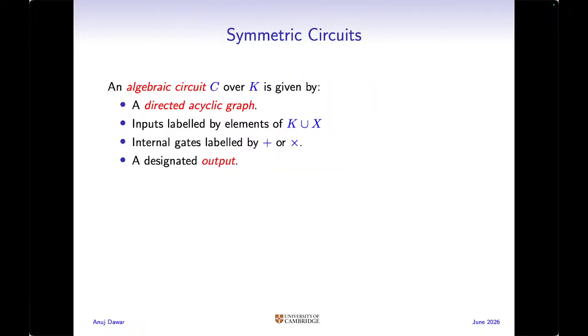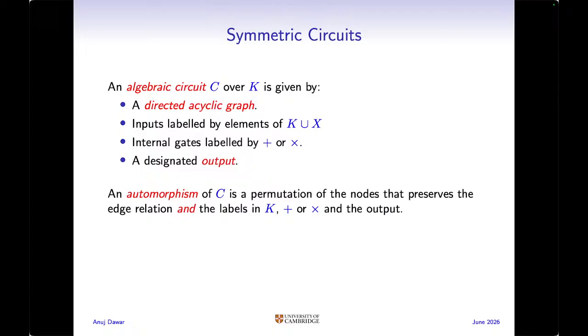And now this takes us to symmetric circuits. For me, an algebraic circuit over a field K is given as a directed acyclic graph where inputs, that is nodes of in-degree 0, are labeled by either constants from the field K or by variables x. Internal gates are labeled by plus or times, and there is a designated output gate. Okay?